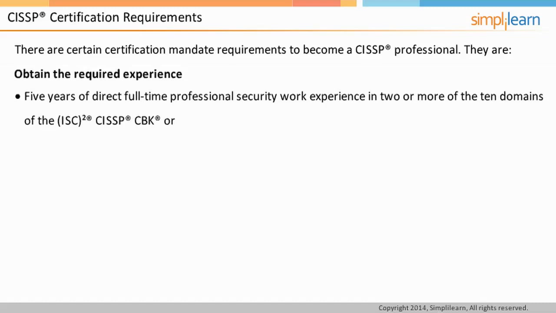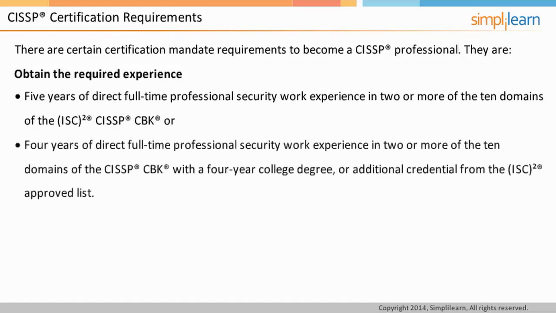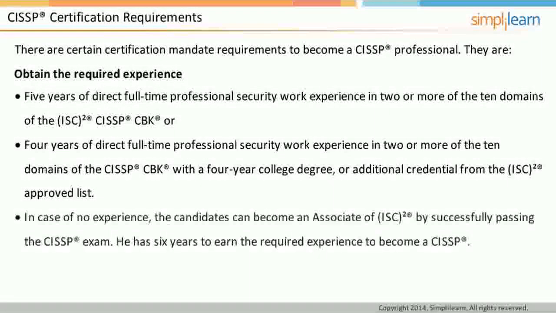Obtain the required experience. 5 years of direct full-time professional security work experience in 2 or more of the 10 domains of the ISC Square CISSP Common Body of Knowledge, or CBK. 4 years of direct full-time professional security work experience in 2 or more of the 10 domains of the CISSP CBK with a 4-year college degree or additional credential from the ISC Square approved list. In case of no experience, the candidates can become an associate of ISC Square by successfully passing the CISSP exam. He has 6 years to earn the required experience to become a CISSP.